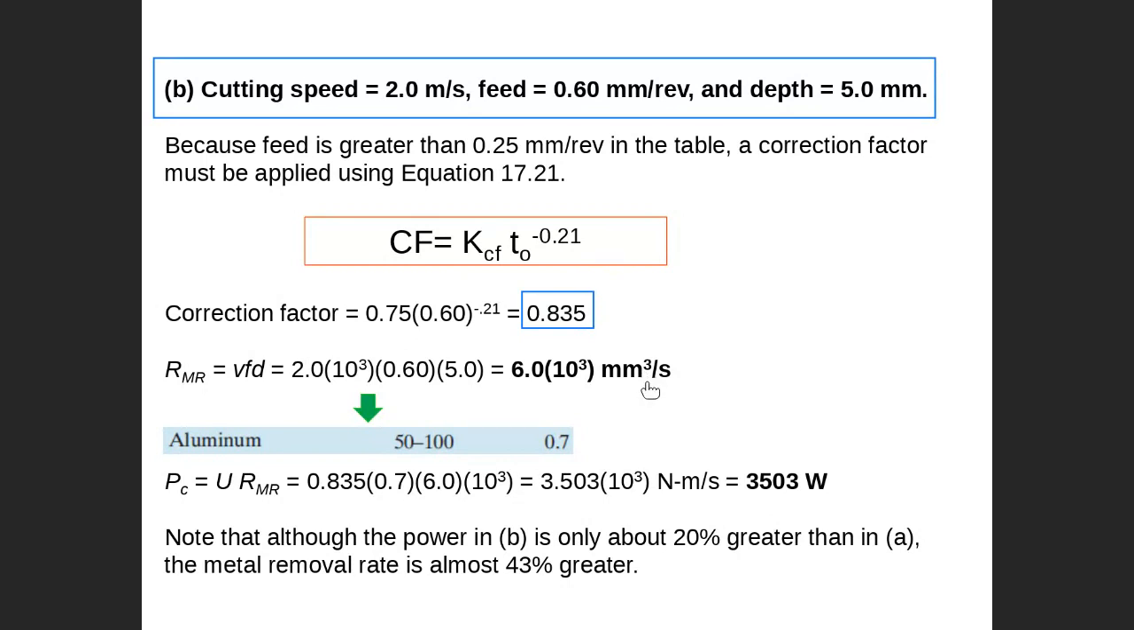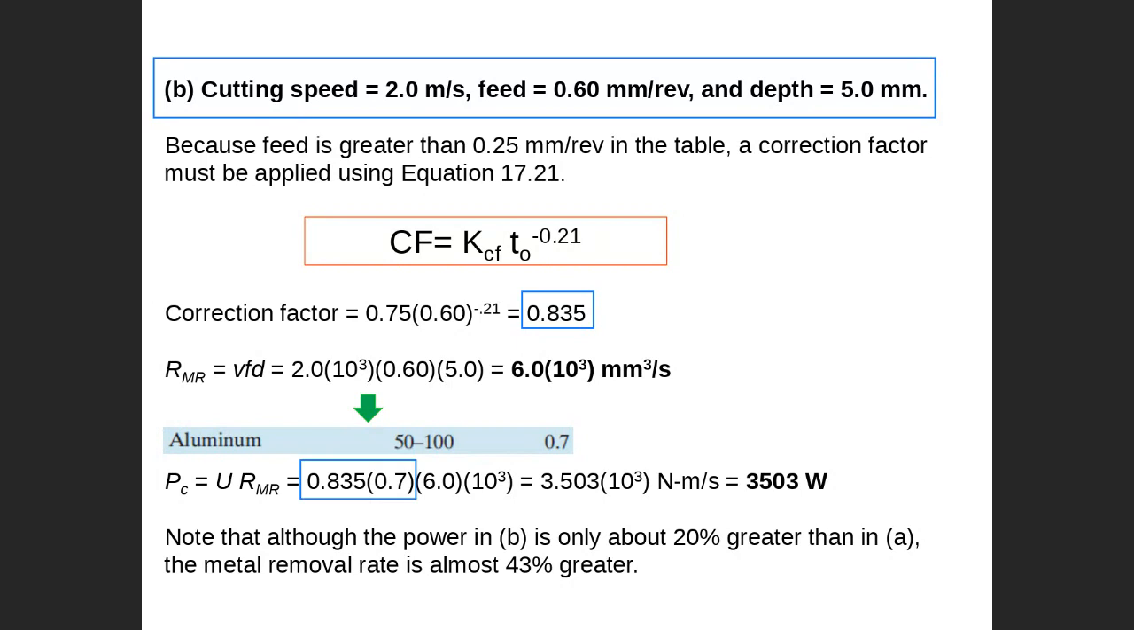When you calculate the power, this is for aluminium. For aluminium here, the unit power from the table is equal to 0.7. Not enough. Then you have to multiply 0.7, as you can see here, because TO is bigger than 0.25, by the correction factor.